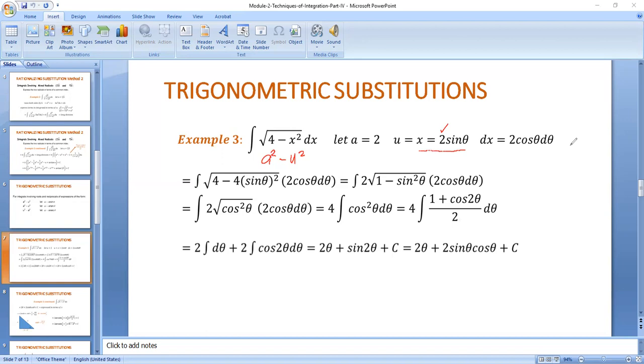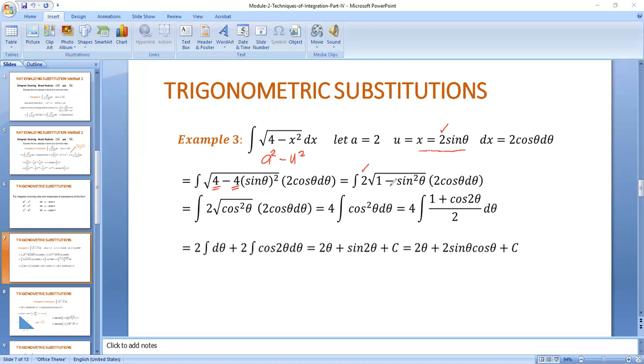Now, what will you do? Of course, in your original integral, you change dx to 2 cosine theta d theta, and you change x to 2 sine theta. So that's what is being done here. Your 4 minus 4 sine theta squared, and dx is 2 cosine theta d theta. Now, the 4 here, being a common factor, can be factored out, and we take the square root of that, which is 2. That is why you see a 2 here, because you factored out the square root of 4 from these two terms.